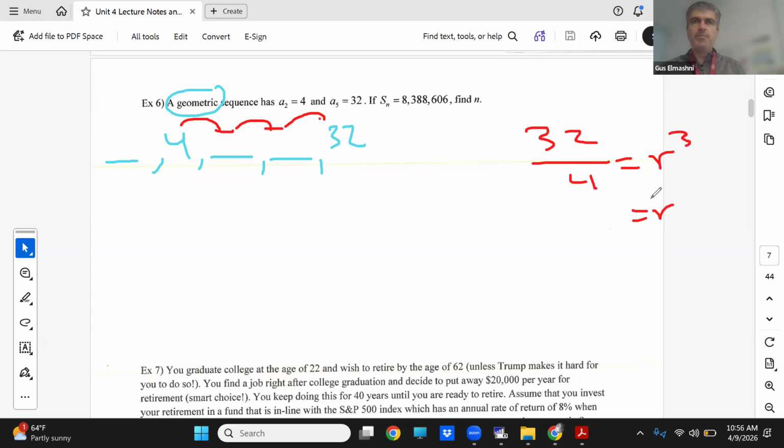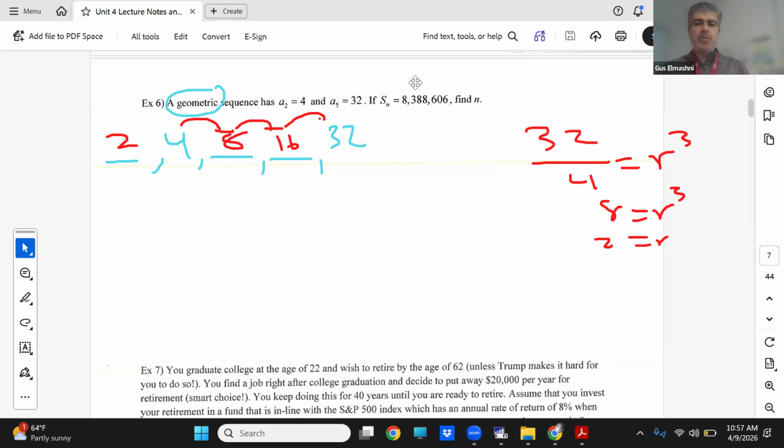What's R going to equal? R cubed is 8, so R is 2. So it means you're going to get 8, 16, and 2 as the first term. So again, just using some logic. I'm not getting too formulaic here, just use some logic.